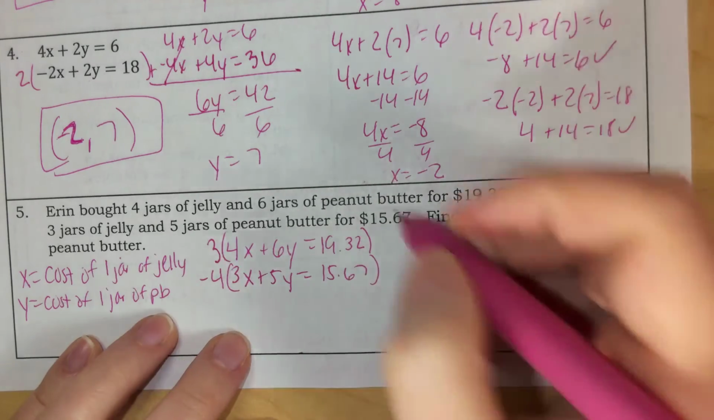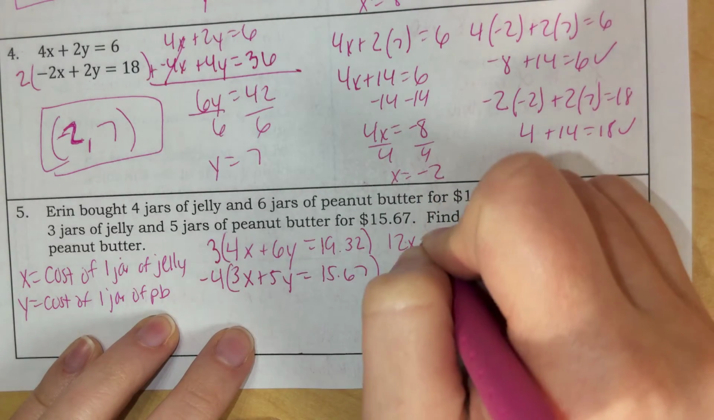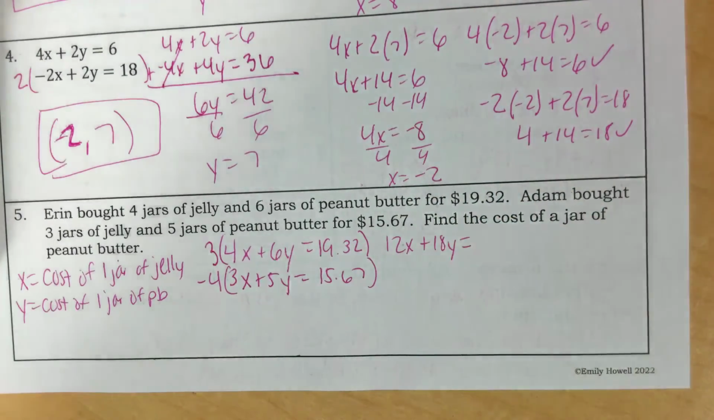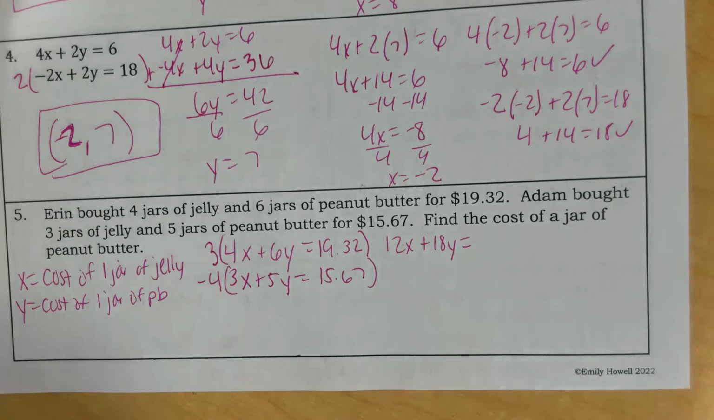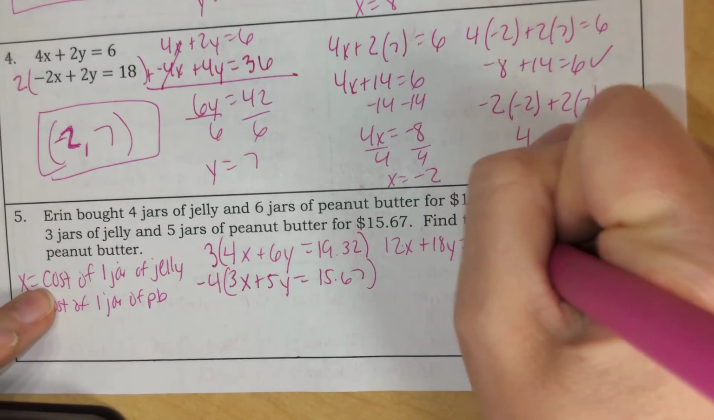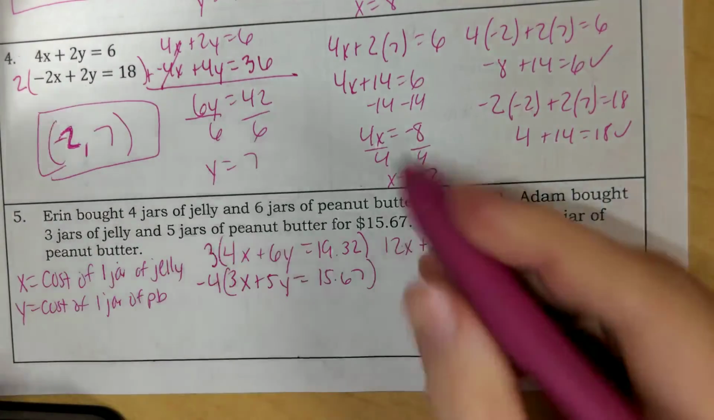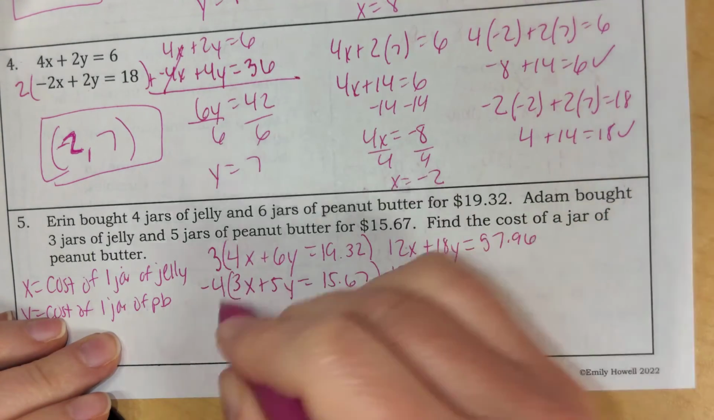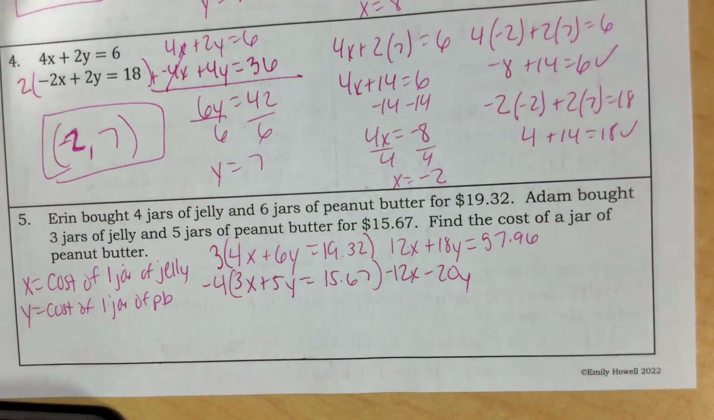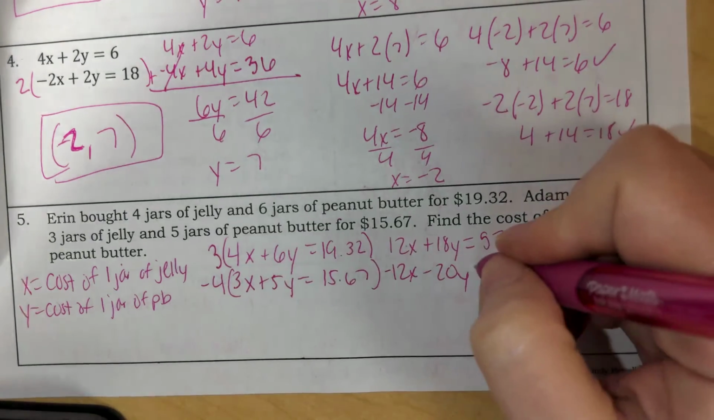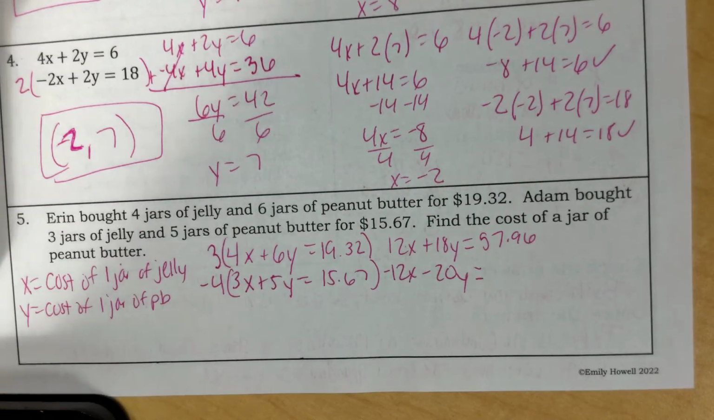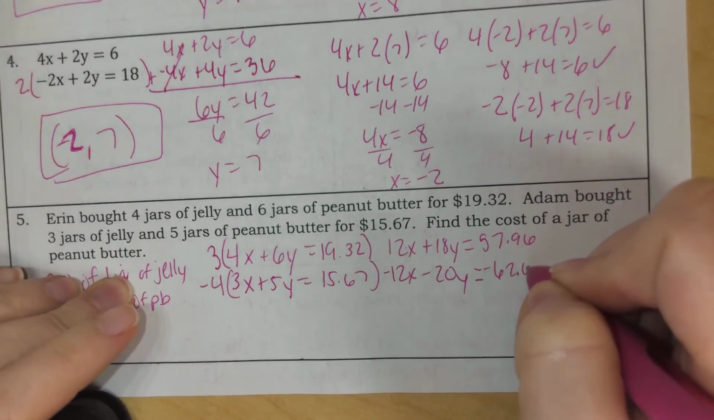So I'm going to multiply these both out, and I get 12x plus 18y is equal to, let me grab my calculator and do 19.32 times 3, which is 57.96. And then down here, negative 12x and negative 20y is going to total, let's see, 15.67 times negative 4 is negative 62.68.